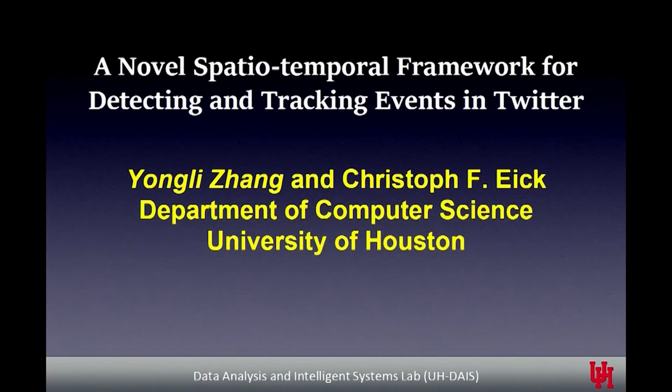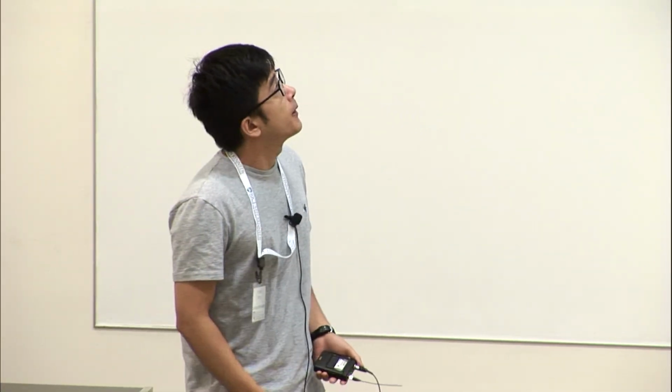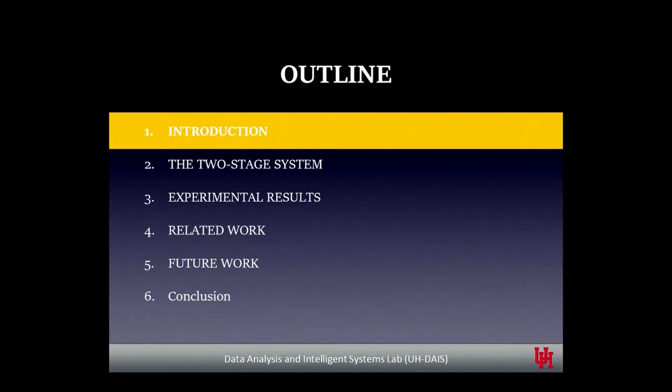Good morning, everyone. The title of my talk is a neural framework for tracking and detecting events in Twitter. My name is Yongli Zhang. I'm a PhD student from University of Houston. And here's an outline of my talk.